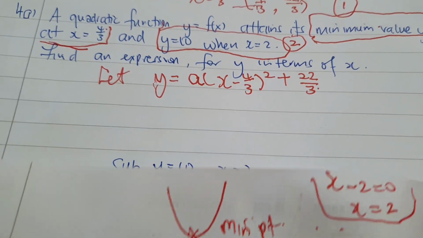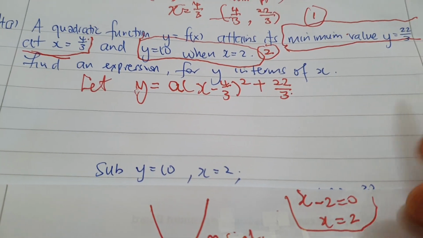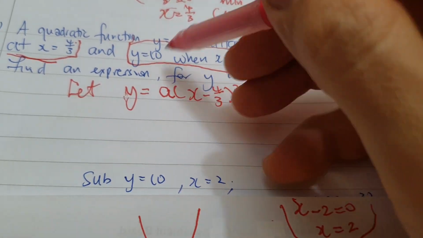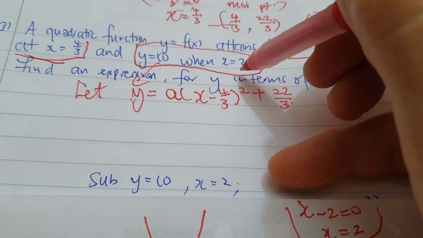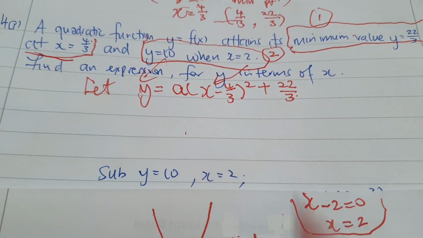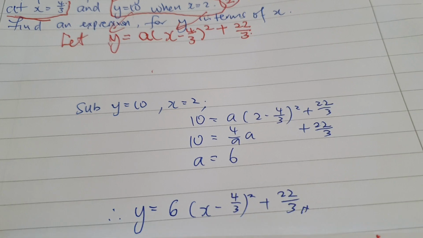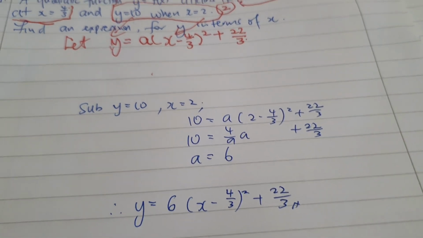So now I'm going to use clue number 2. Substitute y equals 10 and x equals 2 into this equation. You sub this here, and you'll be able to find the unknown a, okay, which is 6. So this will be your answer. Alright.